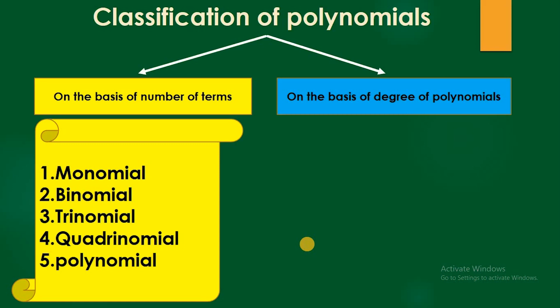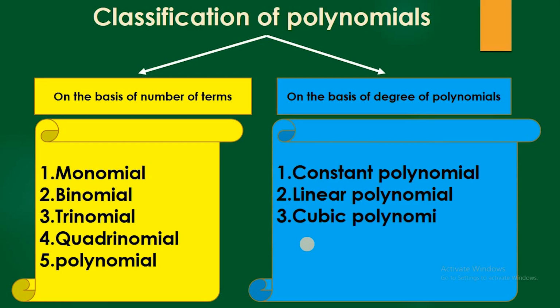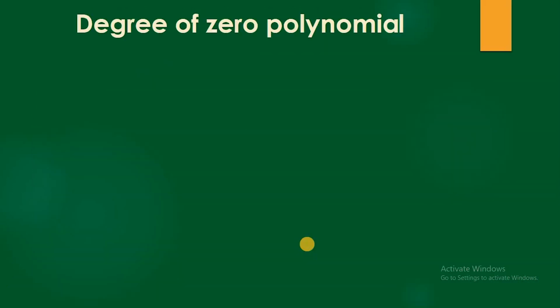And on the basis of degree of the polynomial, we have constant polynomial, linear polynomial, cubic polynomial, 4th degree polynomial, and nth degree polynomial. If the highest power of the variable in the given polynomial is 5, then we can say 5th degree polynomial, where n is any natural number. If n equals 0, then it becomes a constant polynomial. So these are the classifications of polynomial on the basis of number of terms and on the basis of degree of the polynomial. Now we are going to define the degree of zero polynomial.